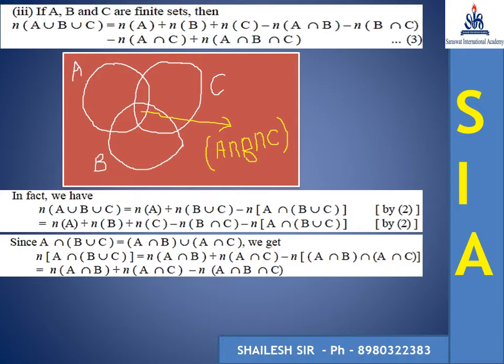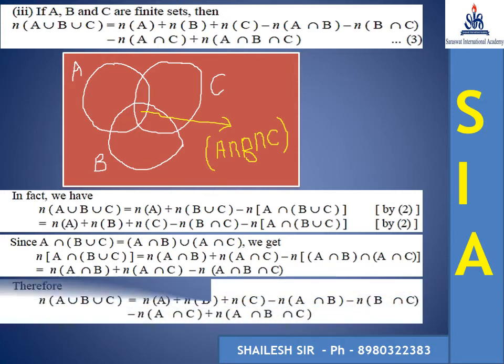So look at the third one, A intersection B union C. We apply the distributive rule: A intersection B union A intersection C, and apply the n property. Again utilize your second formula. You get n of A intersection B plus n of A intersection C minus n of A intersection B intersection A intersection C. Yes. The last term, A intersection B intersection A intersection C, is called, in yellow color, A intersection B intersection C. So finally we are done here.